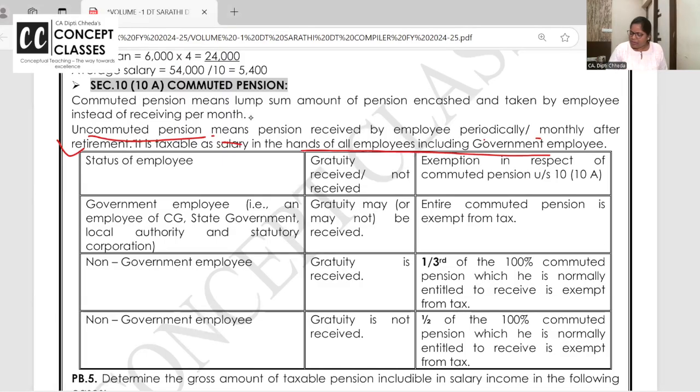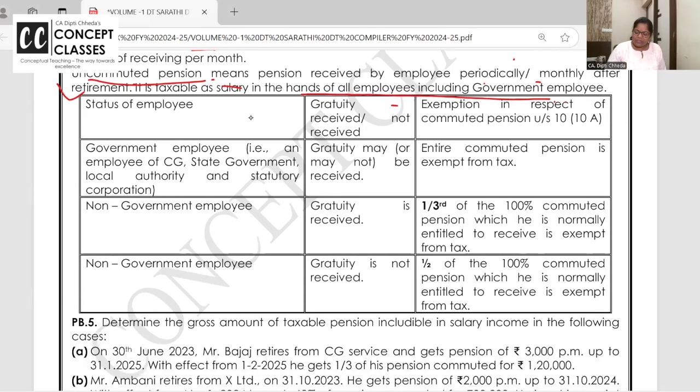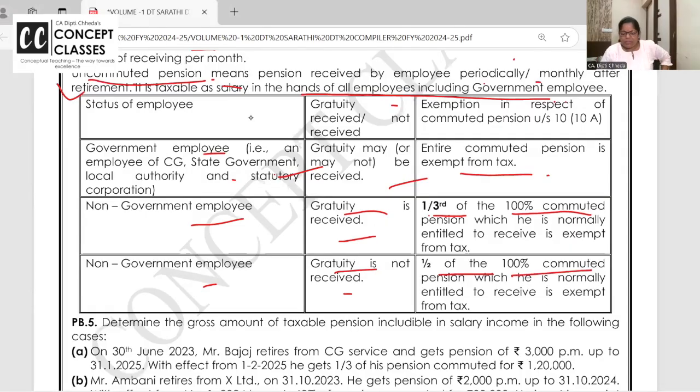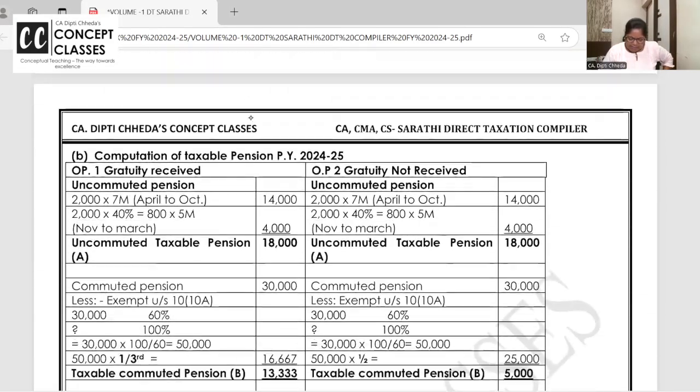It is taxable for all employees, including the government employee. Commuted pension is lump sum pension. That is exempt for the government employees. Non-government employees: are you receiving the gratuity? Then 1/3 of the pension is exempt. If you are not receiving the gratuity, then half of the pension is exempt. But which pension? 100% commuted. This will be clear with an example only.